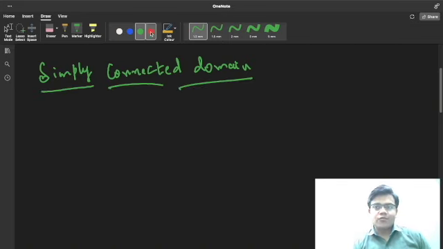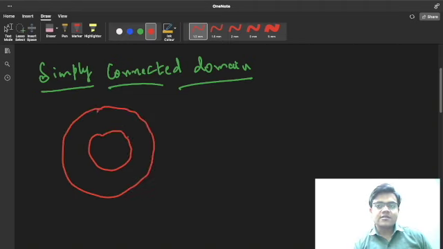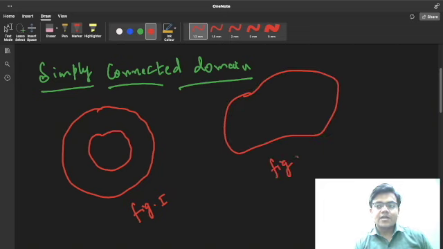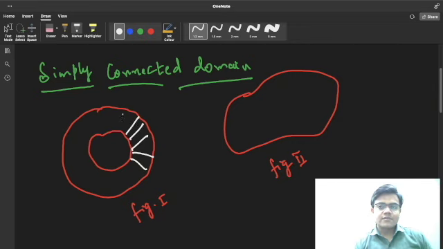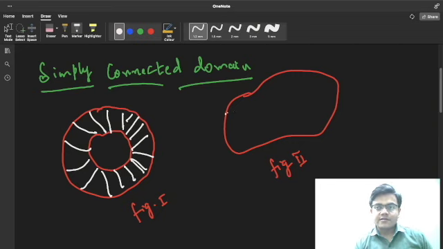So first of all, if we want to understand what is a simply connected domain, for that I am going to make two pictures over here. Yes, you can see this is your figure number 1, and another figure is this. If you try to shrink, then you can see I am talking about this region. When I am talking about the domain, then this region, this annulus you can say, and here this.